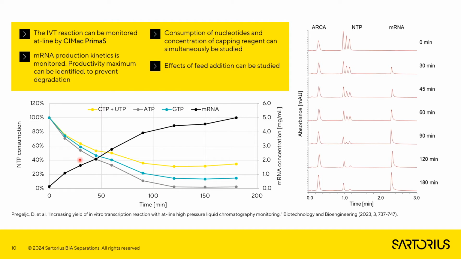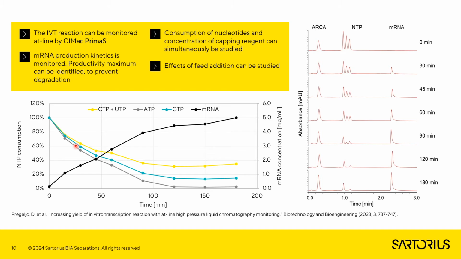Now, by monitoring this, we can get a very good picture of the mRNA production kinetics, and we can identify the IVT conditions which give us the maximum productivity for our specific construct. Because the method is so fast, we can actually use this to monitor 5 or 6 different IVT reactions in parallel, simply by injecting samples onto an analytical system and obtaining this information for every single reaction individually. We can also keep very good track of the consumption of nucleotides and the concentration of capping reagent remaining in our IVT reaction.